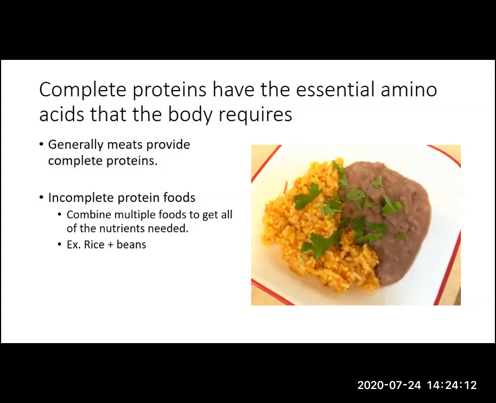And so again, if you're on a vegan diet or a vegetarian diet or a non-meat diet, what you're often going to do is have a variety of protein sources, and that combination of protein sources is going to give you all of those essential amino acids that are needed by your body, so that you can build the proteins and have your proteins work, and so that you can be healthy.